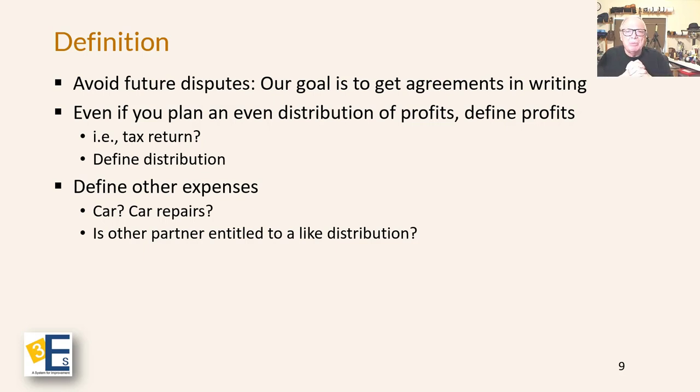If a car is in the picture, then do both people need a car? Is it part of the compensation, or is it a necessary expense, or is it considered a perk? You want to talk about things that start looking like compensation that aren't. Expenses that start looking like compensation.